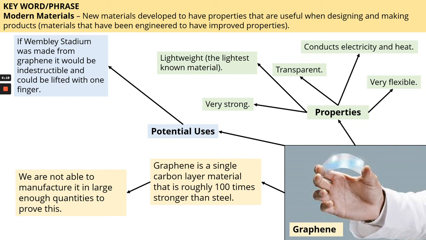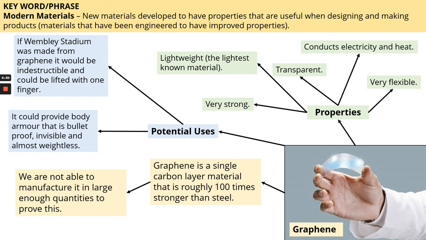And if we ever get to a point where we can produce it in large quantities, it will become the most useful product in the world. And potentially it could be used as body armor that is bulletproof, invisible, and pretty much weightless. So pause the video here, make sure you've got all that information before playing the video again and moving forward.